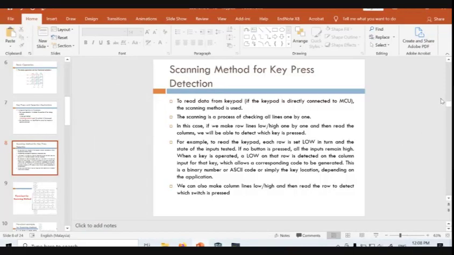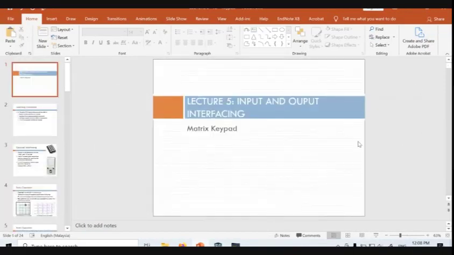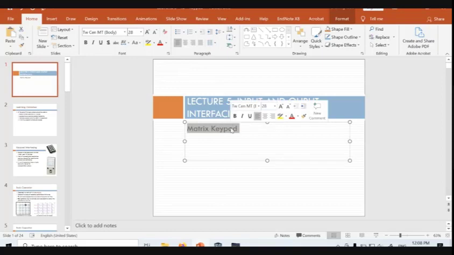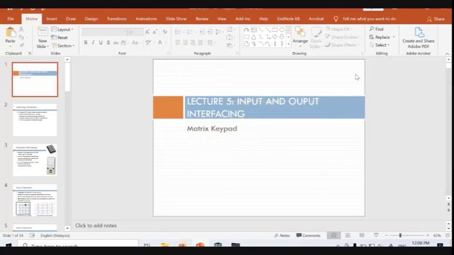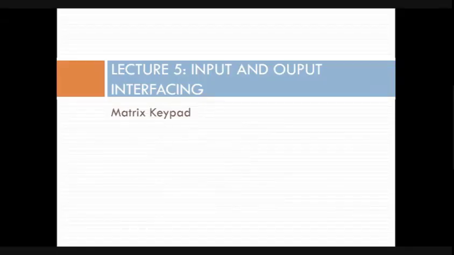Okay, you are going to learn something new, still in the same chapter, input and output interfacing, but this time we're going to look at more complex input. So this time we're going to see the matrix keypad, or keypad. I think this one you already have some experience with from lab, I think lab number 3, keypad.